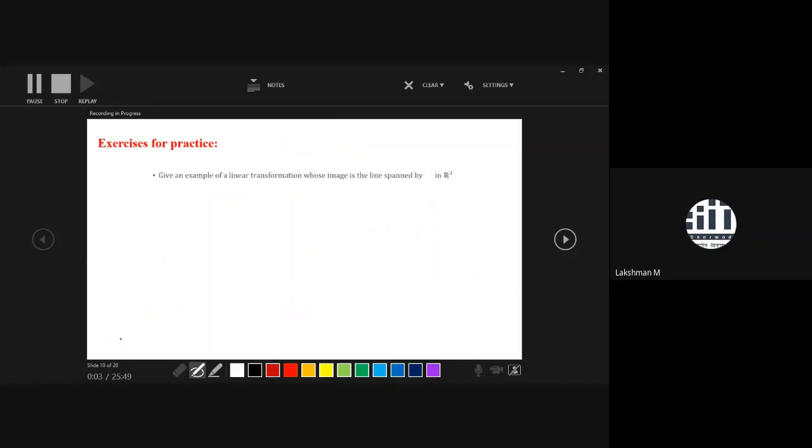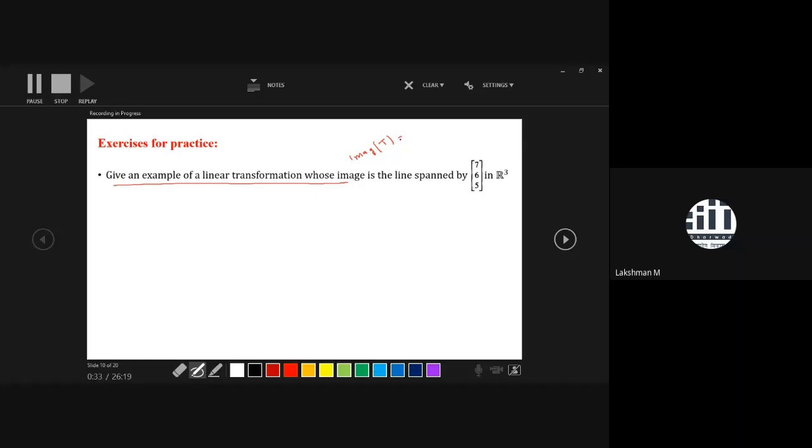A few exercises I had given. What you do here is find an example of a linear transformation whose image is given here. The image is given, the transformation is not. The image of the transformation is the linear span of this vector in R3. The image of T is already given here. The question is: what is T?